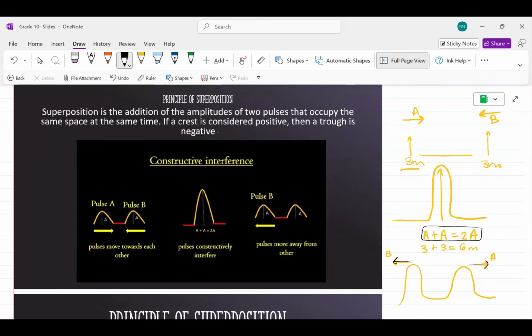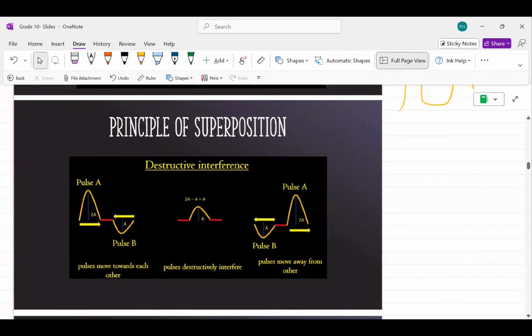Okay, now the same happens with a trough, except now in the way that we looked at a crest as a positive. If you look at a crest, you'll get a positive value, right? Whereas a trough, you're going to look at it as negative, right? Because if we look at it in terms of displacement, the axis or the reference point here is 0. So anything above the reference point is going to be a positive, and anything below the reference point is going to be a negative, right?